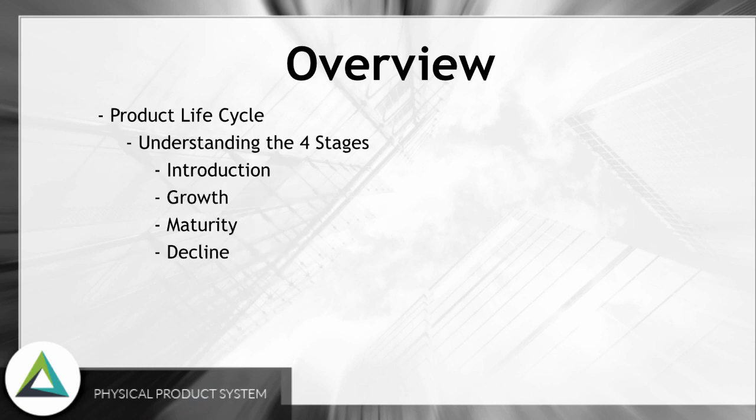In this section, we're really going to cover things that anybody selling any type of physical product can take advantage of. So we're going to understand in this section that a product goes through 4 stages: introduction, growth, maturity, and decline. Now, within each one of these stages, there are things that you need to take action on to really get the most out of your product.